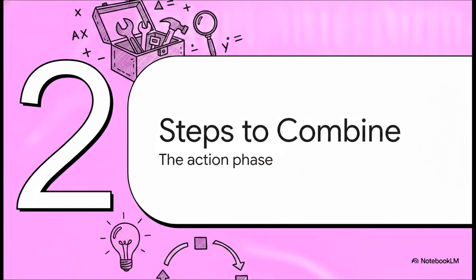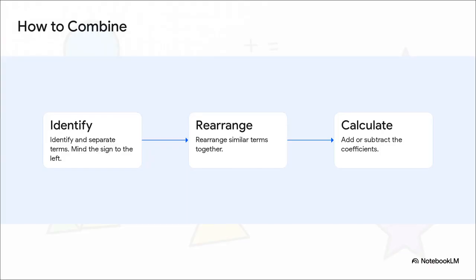Moving right along to Section 2, Steps to Combine Like Terms. This is the action phase. Okay, here's your clear, 3-step blueprint for simplifying absolutely any expression.